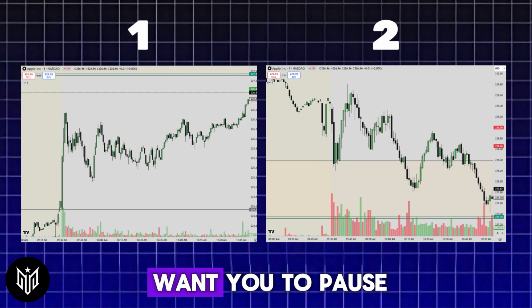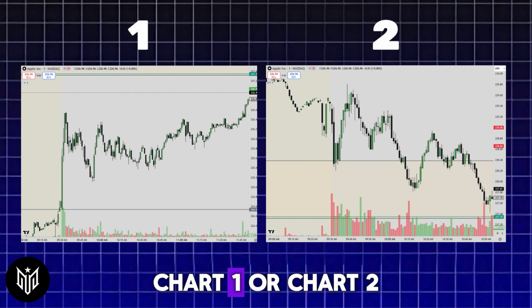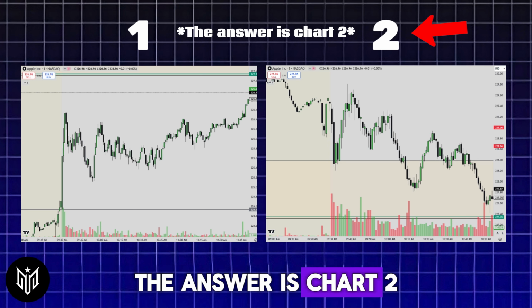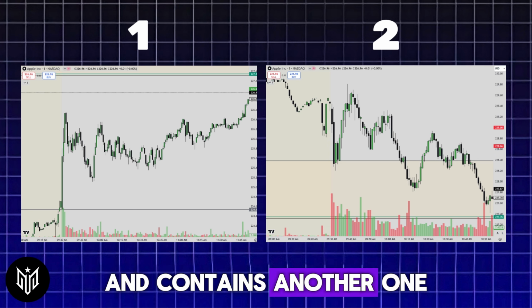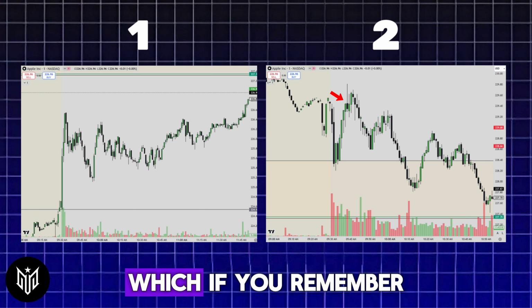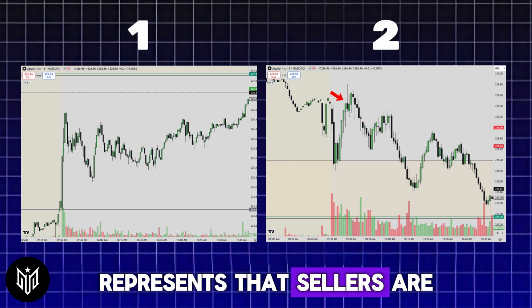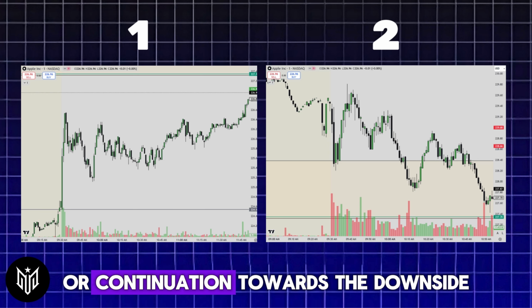Same as before, I want you to pause the video right now and guess which of these charts are bearish, chart 1 or chart 2. The answer is chart 1. As you can see, chart 1 has much more red candles and contains another one of the candlestick patterns we went over, the inverted hammer stick candle, which, if you remember, represents that sellers are in control and signifies a potential reversal or continuation towards the downside.